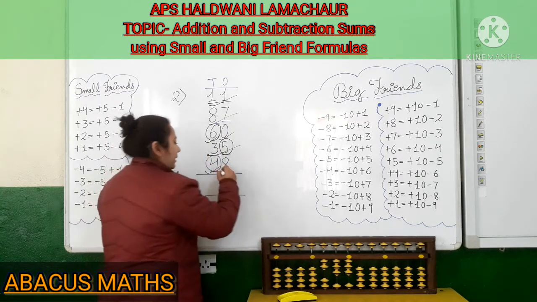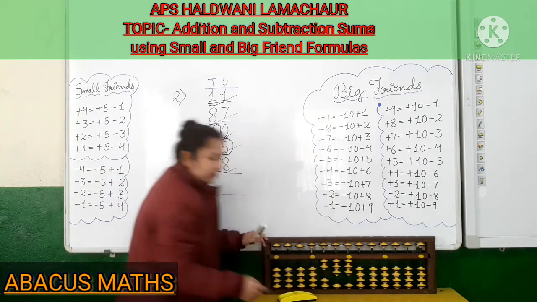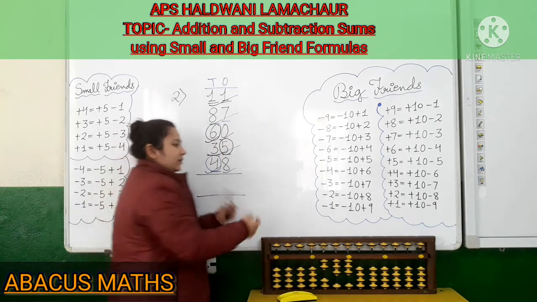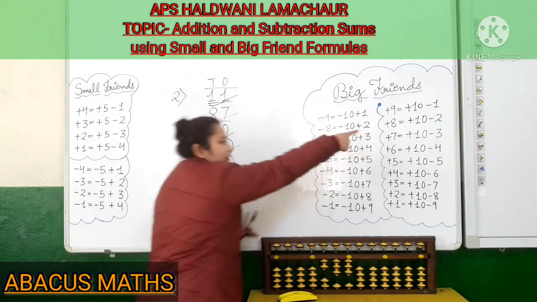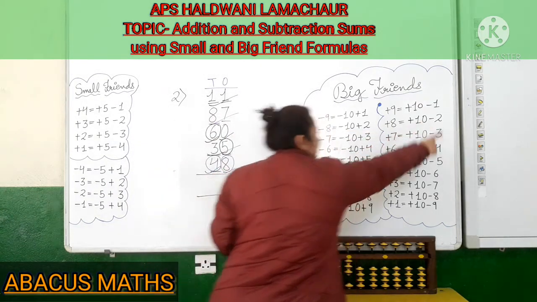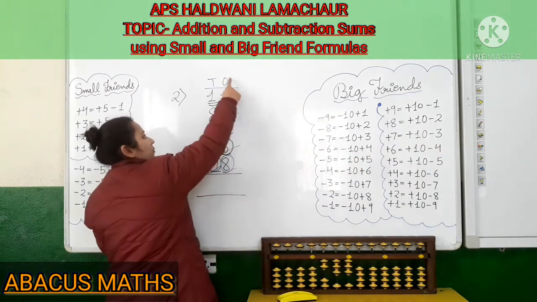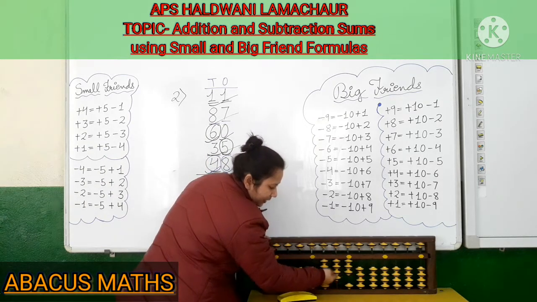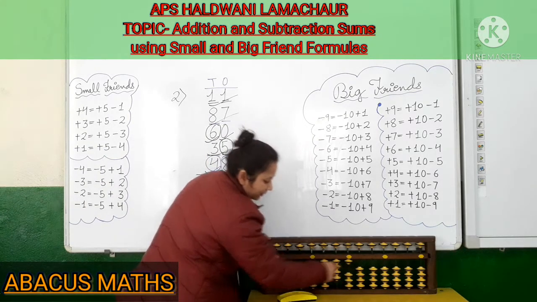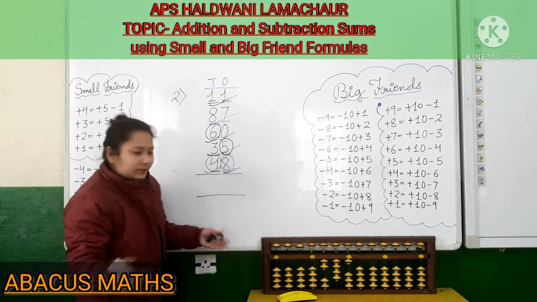Now next add 8. See 8 in one's rod, bead is not there. For 8 what is the formula? See there, plus 10 minus 2. Now 8 you have to add in one's rod. So 10 you will add here. And minus 2 from the same rod. And it is added. Nothing you have to do now.